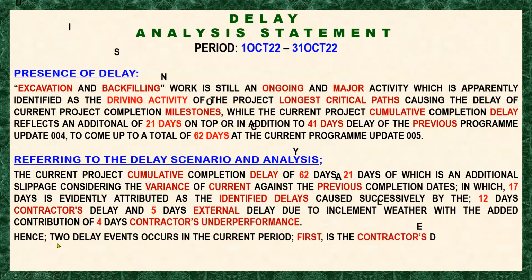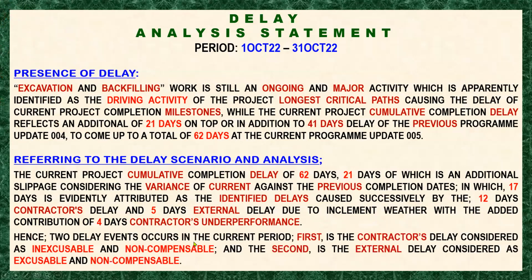Okay, so hence two delay events occur in the current period. The first delay event is the contractor's delay, considered as inexcusable and non-compensable. Okay, this is the 12 days. And the second is the external delay, considered as excusable and non-compensable. Okay, what else?